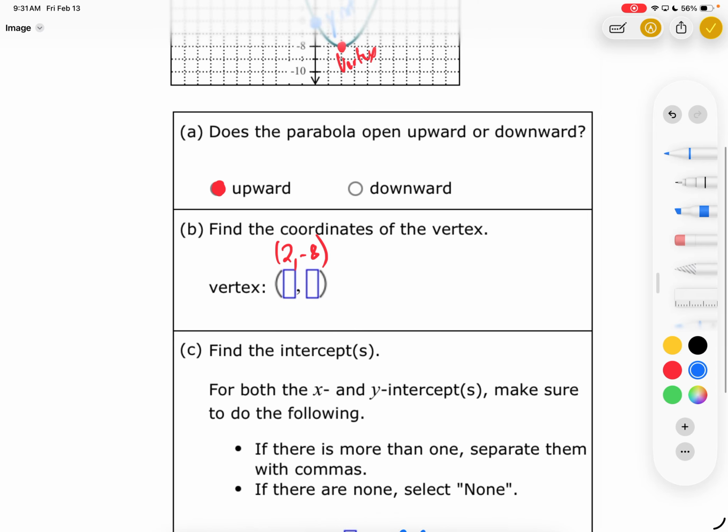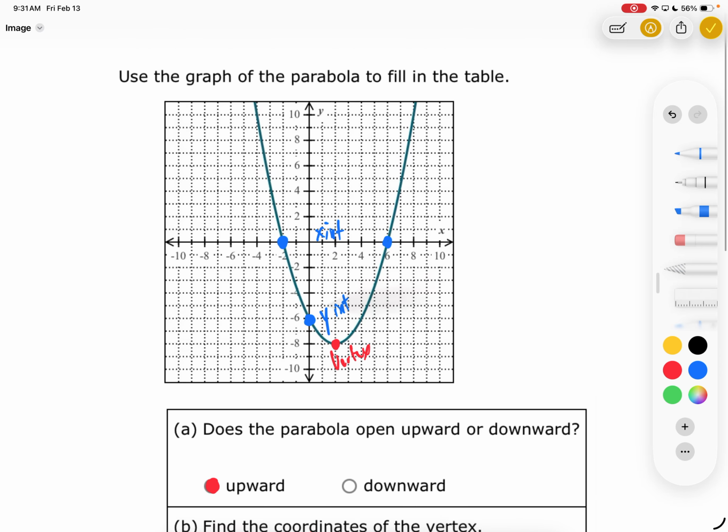Find the equation of the axis of symmetry. I was scared right when I wrote that I was going to ask me that. Now I got to move these.